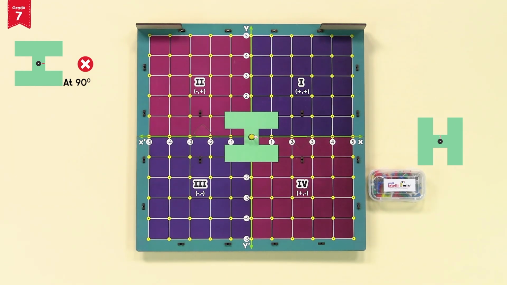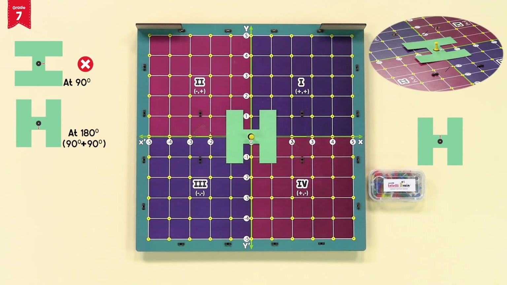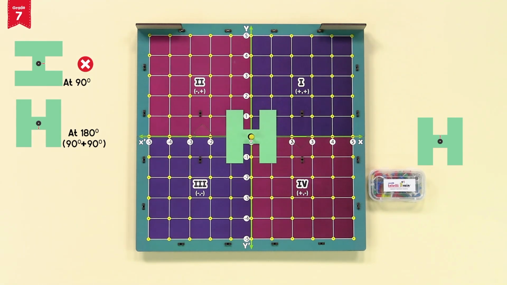Now again rotate the symmetry cutout by 90 degrees and observe the obtained figure. Please note, now the figure is at 90 plus 90, that is 180 degrees from the original image. Here, the formed figure is the same as the original image, thus this angle makes the symmetrical figure.